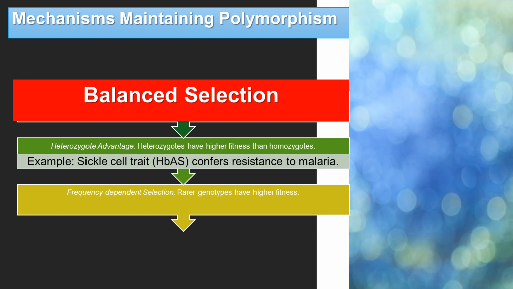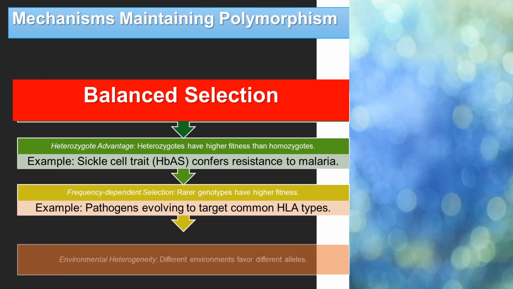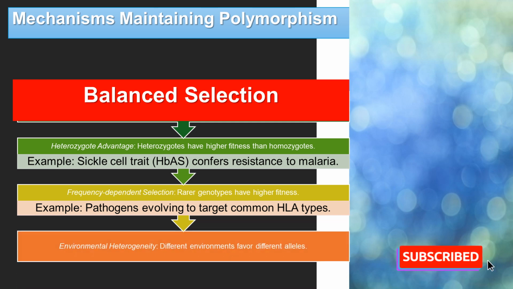Frequency-dependent selection: rarer genotypes have higher fitness. Example, pathogens evolving to target common HLA types. Environmental heterogeneity: different environments favor different alleles.